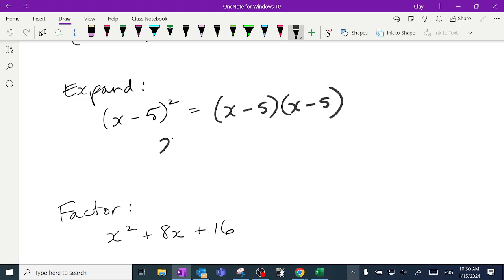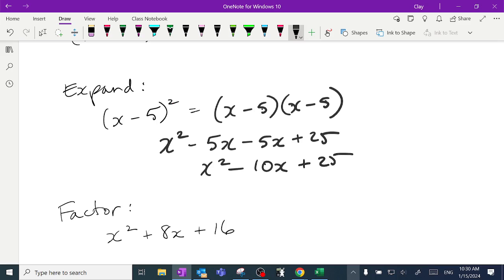X times x is x squared. X times negative 5 is negative 5x. Negative 5 times x is negative 5x. And negative 5 times negative 5 is plus 25. Notice these two things don't go away. Negative 5 minus 5 more is negative 10x. That's how it expands.